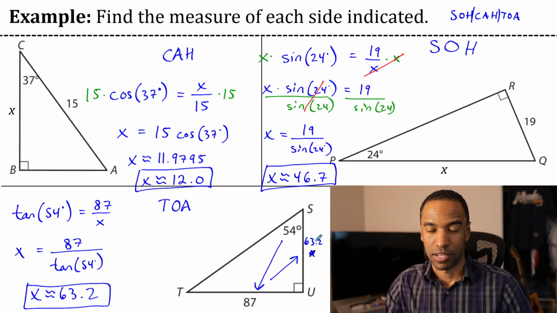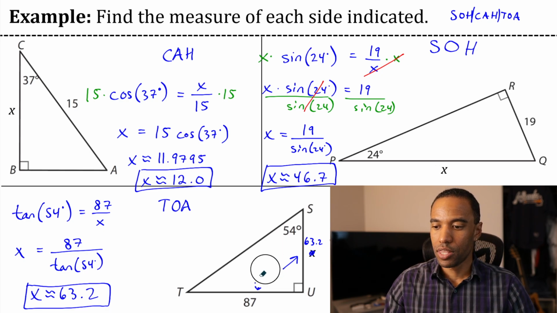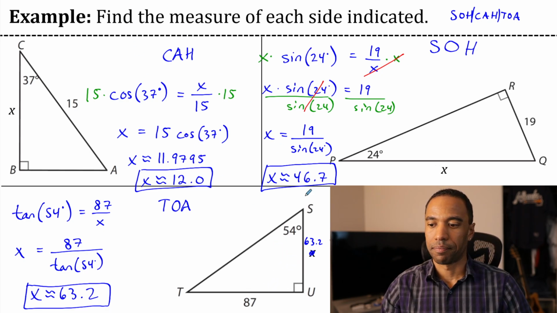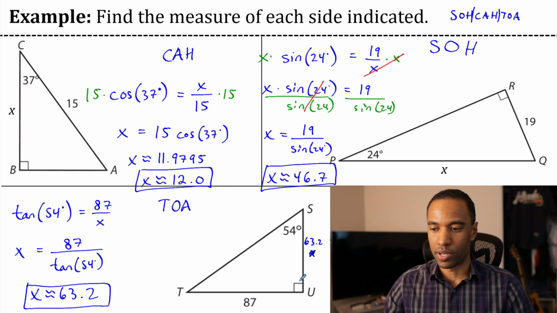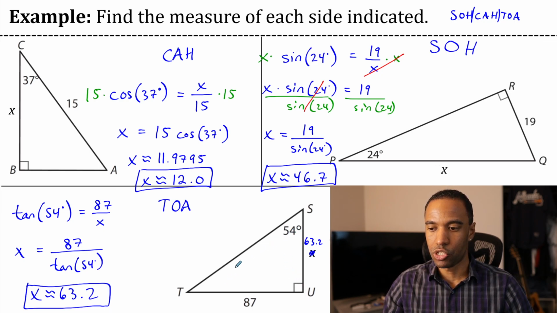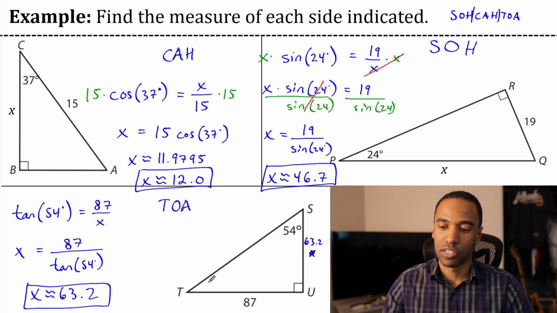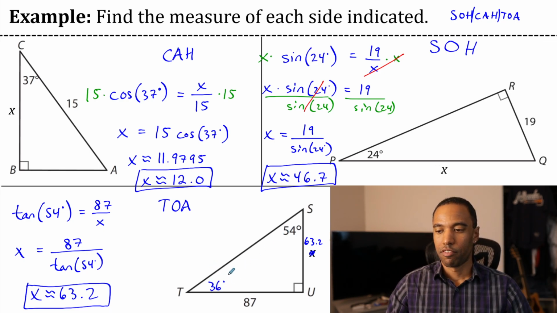Now, does this answer make sense? Well, here's the thing, and we haven't really talked about the other angle yet. Guys, if this is 54 degrees in a right triangle, these two angles are complementary to each other. 54 plus this has to be 90. So this is 36 degrees right here. 54 plus 36 is 90.